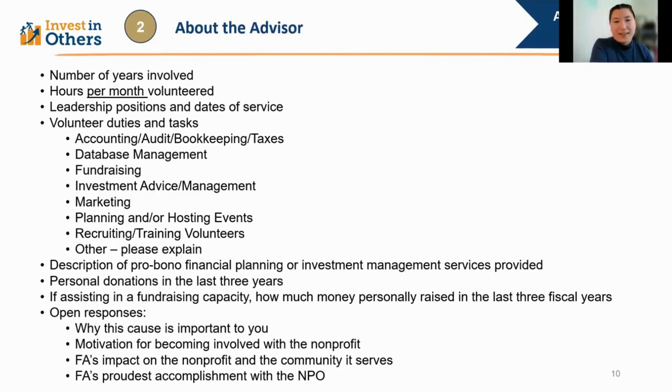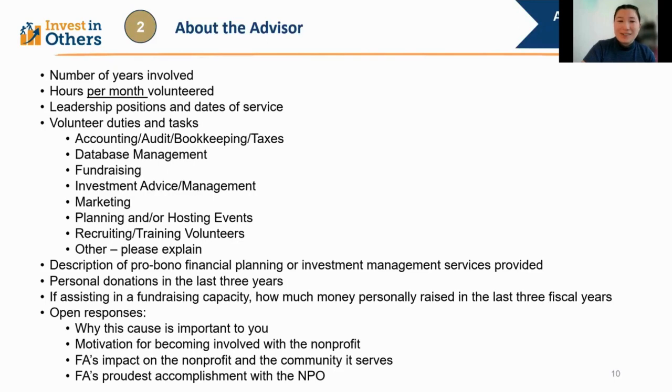The second question we ask is, what motivated you to become involved with the nonprofit in the first place? So this is specific to the nonprofit you were nominated for. What about the work that they do really excited you to give back in such a big way?